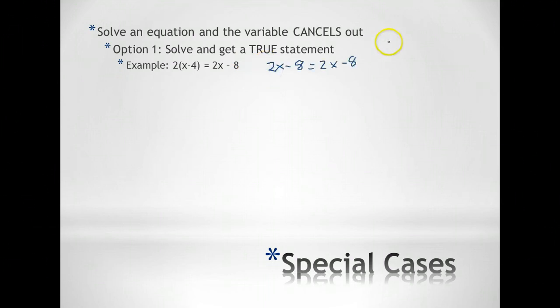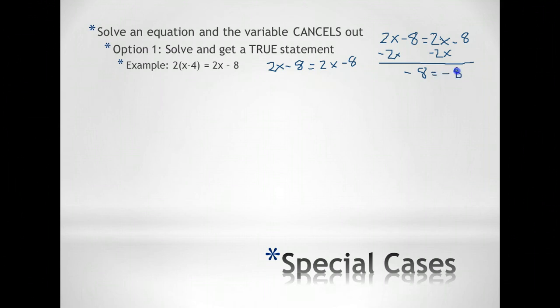So after I distribute, if I wasn't necessarily paying that much attention, and I said, okay, well, I want to get the variable all by itself on one side of the equal sign, so I'm going to go ahead and subtract 2x from both sides. Well, when we do that, 2x minus 2x ends up being 0.